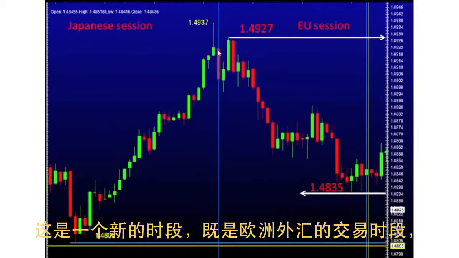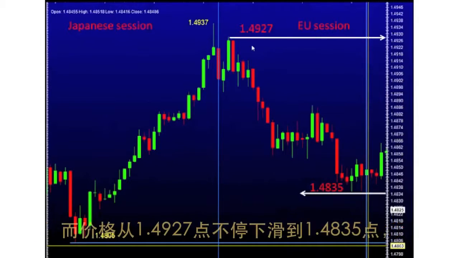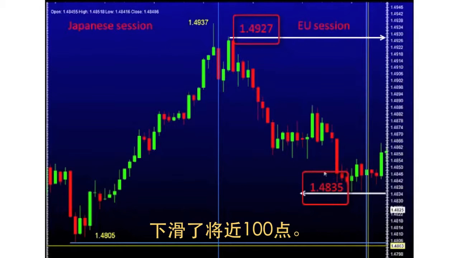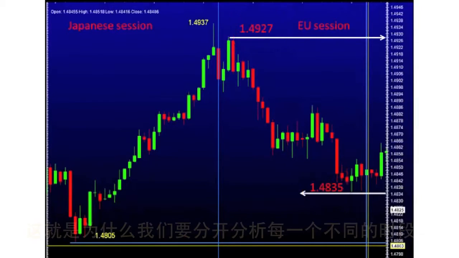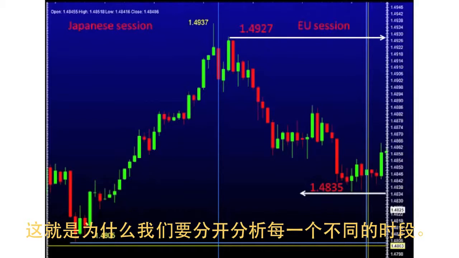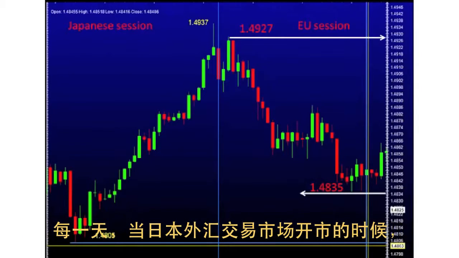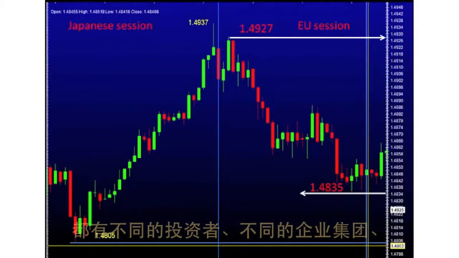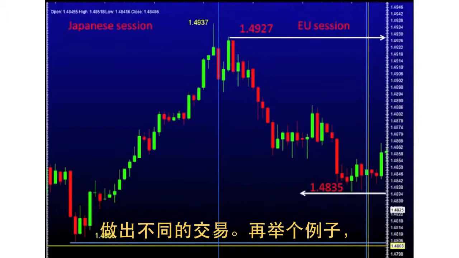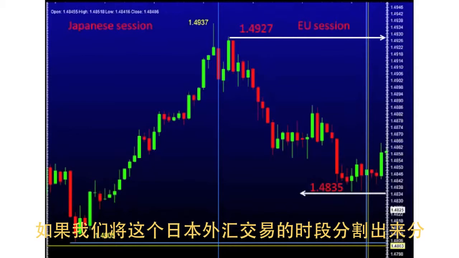Here we see the new session, which is the European session, and the price movement has gone down from 149.27 all the way down to 148.35, almost down 100 pips. This is the reason why we separate each trading session of the day. When the Japanese market opens, we have different investors, different companies, different banks that are making different transactions every single day.